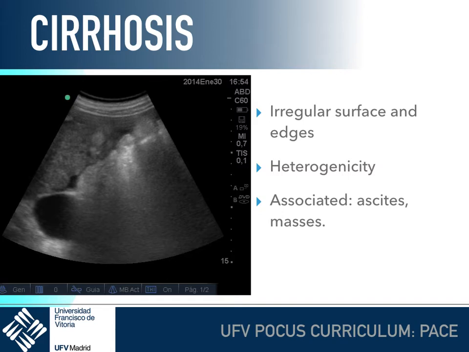And there are a couple of things associated with cirrhosis. One of them is ascites, like you can see around the liver here. And the second is masses, especially liver cancer associated with cirrhosis, like you can evaluate in this clip in the liver tip.